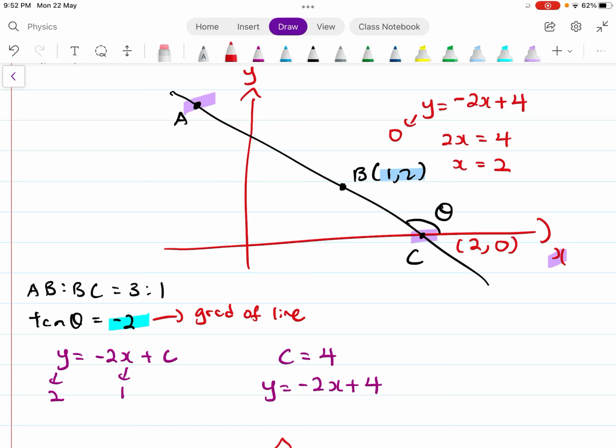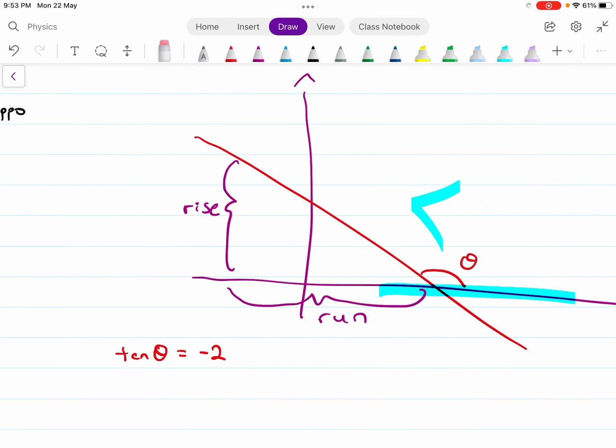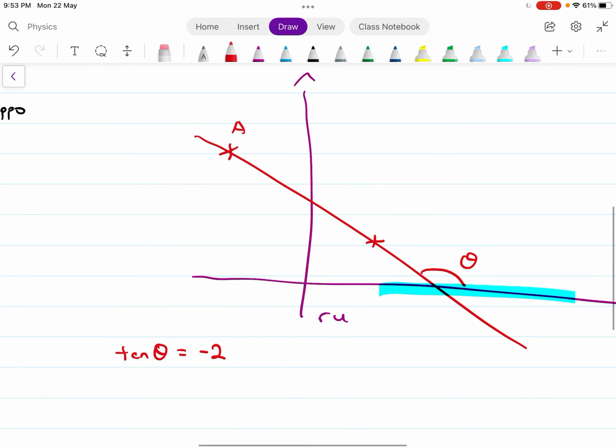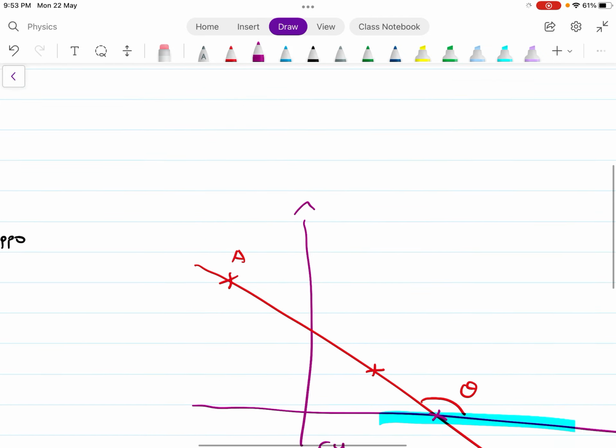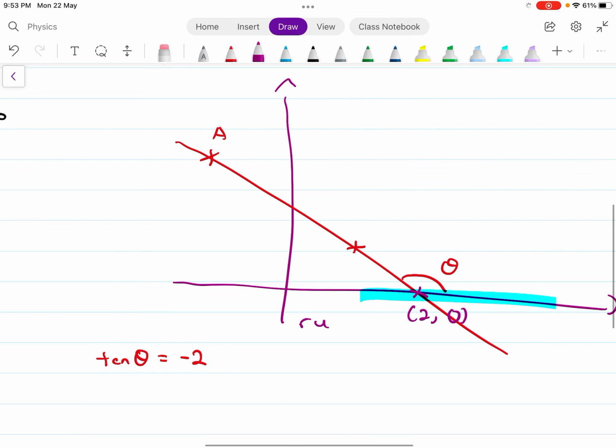Okay. The difficult part about this question is actually to find your A. Because to find A, you will need to use something known as similar triangles, which you learn in Sec 2 under the chapter of congruency and similarity. Okay, let me just draw here. So the A, they put here. So B is around here. So C is around here, right? So C is (2, 0). B will be (1, 2).